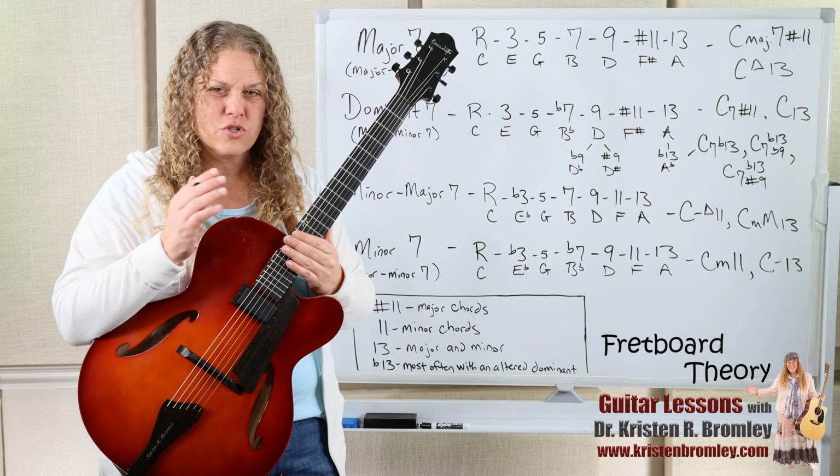Let's look at just the natural one first. So with this chord we have the root, the 3, the 5, the flat 7, the 9, the sharp 11, and the 13. Would stack that really tall. In the key of C, that's C, E, G, B flat, D, F sharp, A.